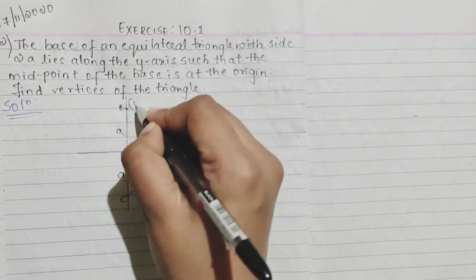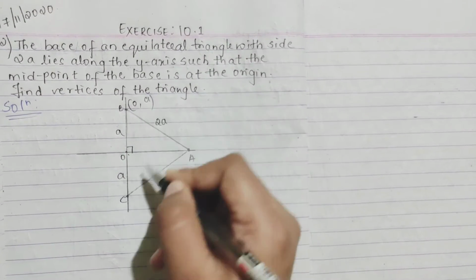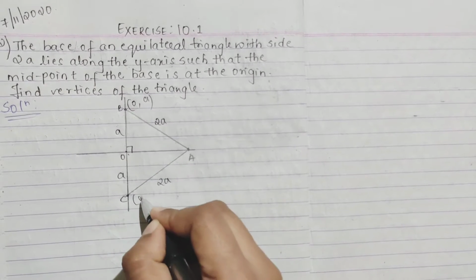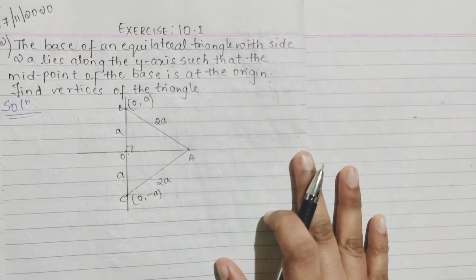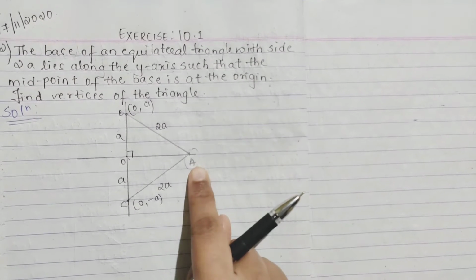So vertices, if this part is your A, so vertices of this will be what? Your x-axis will be 0 and your y-axis is your A. Same for this, your x-axis will be 0 but your y-axis will be minus A, negative side, right? This is down. Now left only you should find the vertices of A.